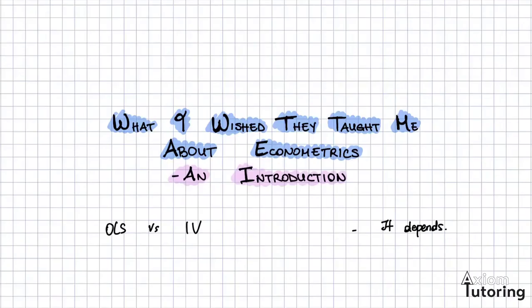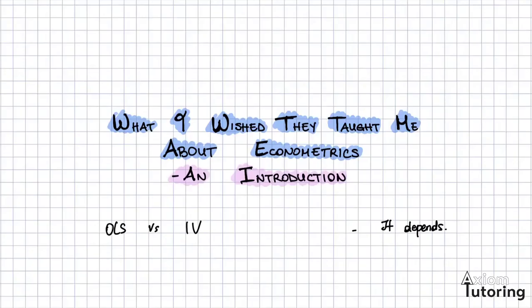OLS and IV have different strengths and different weaknesses. Choosing between them requires understanding both very well. So this is one of the most important judgment calls in applied econometrics. Getting it right separates careful empirical work from mechanical application of methods.